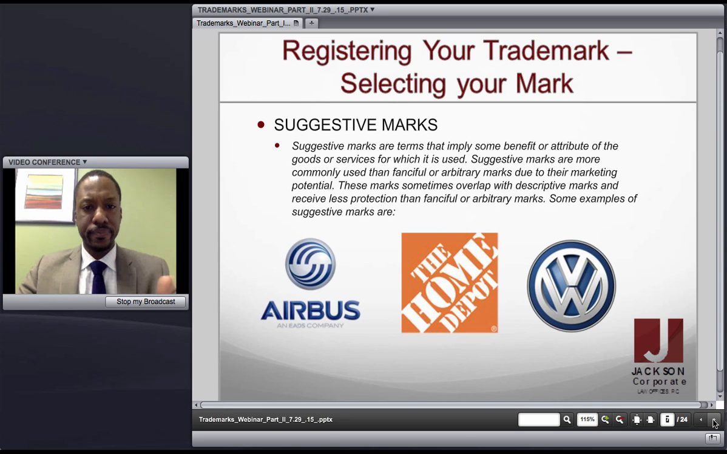Next down, you have suggestive marks. Suggestive marks are terms that imply a benefit or attribute of the goods or services for which they are used. So, Airbus for an airplane, The Home Depot for goods that are utilized in the home, and Volkswagen for a car. These don't flat out tell you what the services or goods are, but they imply a benefit or attribute of the good. These are sometimes confused with the next one that we'll talk about, descriptive marks, and they receive lesser protection than fanciful and arbitrary marks, but they still receive a good level of protection.